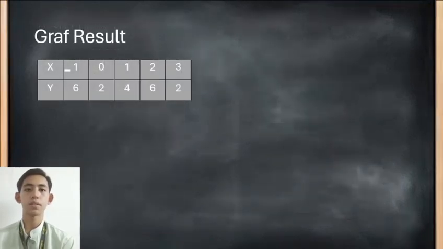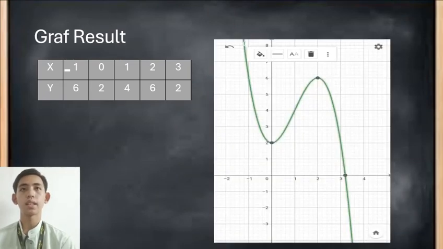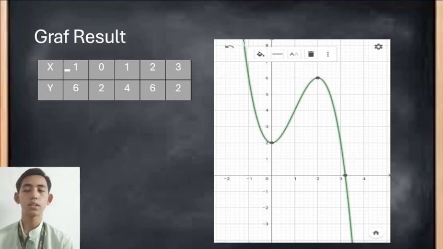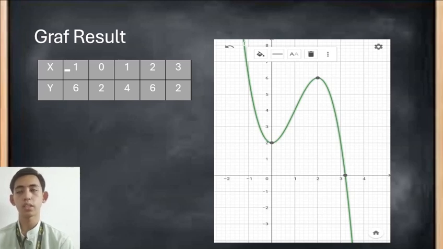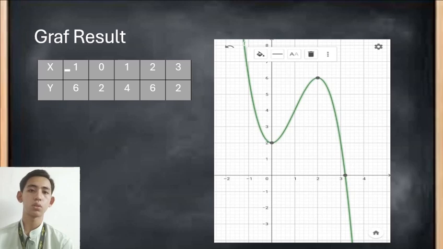After we finish the table, we use the table to sketch the graph. Here is the graph. First plot, we get x equals negative 1 and y equals 6. Plot number 2, we get x equals 0 and y equals 2. Plot number 3, we get x equals 1 and y equals 4. Plot number 4, we get x equals 2 and y equals 6. Plot number 5, we get x equals 3 and y equals 2.